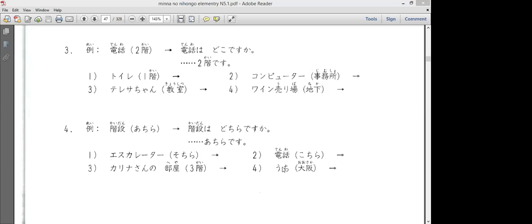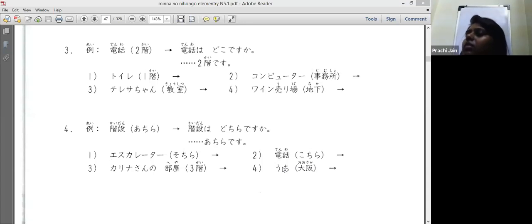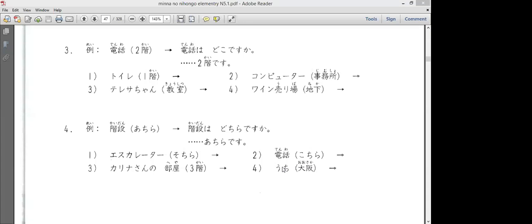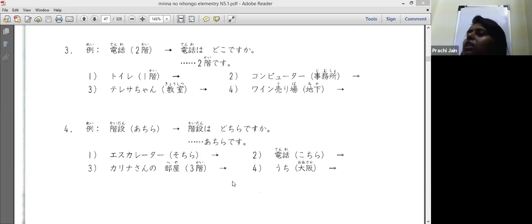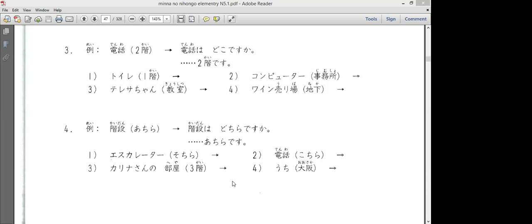Karina-san no heya wa dochira desu ka? Kochira desu. Sankai desu. Correct. Next. Uchi wa doko desu ka? Osaka. Dochira, we are using the dochira sochira, so again we will use dochira. Uchi wa dochira desu ka? Osaka desu. Correct.